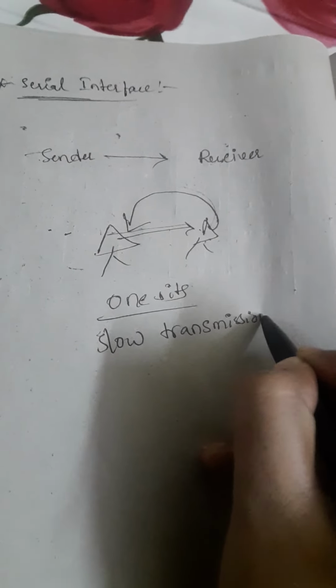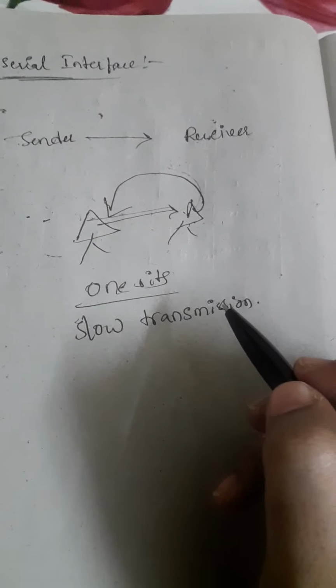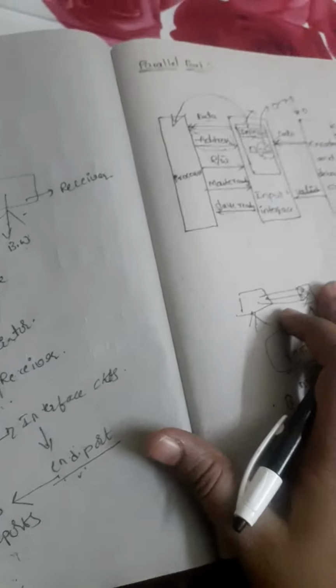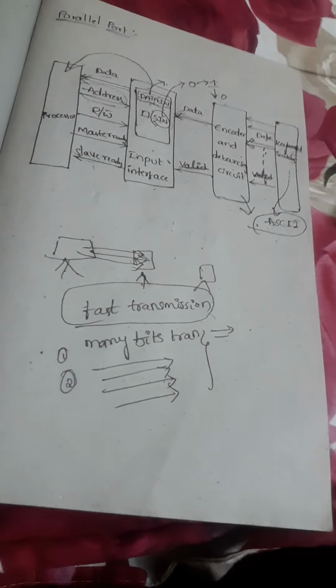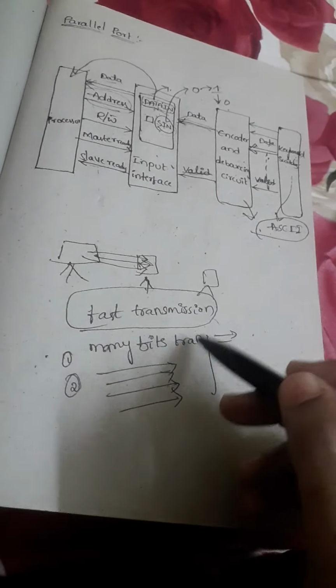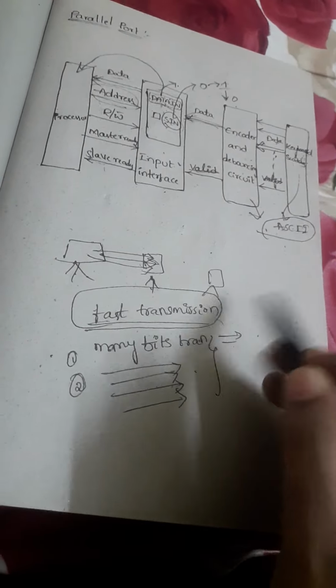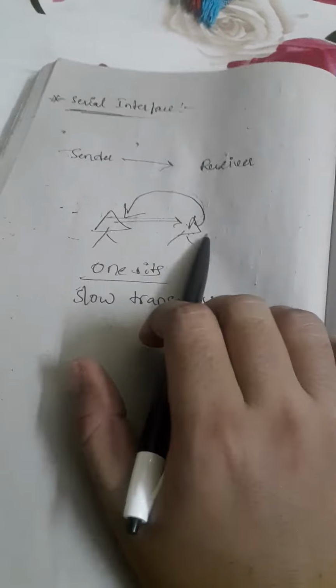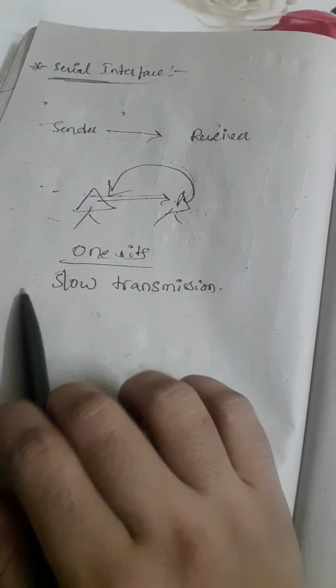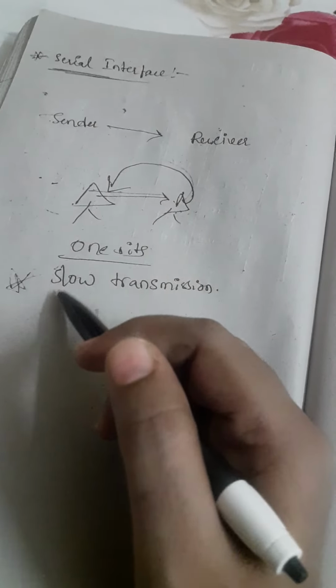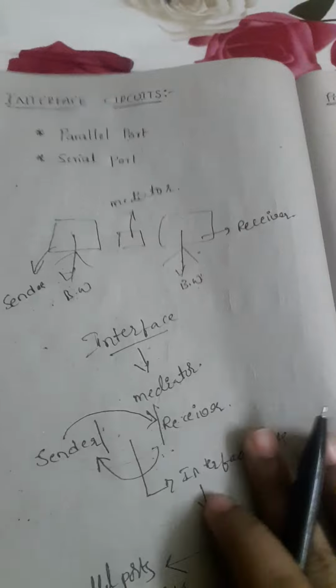So this is the serial interface, and this is the parallel interface. In parallel, more bits are transmitted at a time, all bits simultaneously, and because of that we get fast transmission. But in serial, only one bit can be transmitted, and only then does the reply come back for the next one. That means slow transmission takes place here. Okay, so this is the concept of the interface circuit.